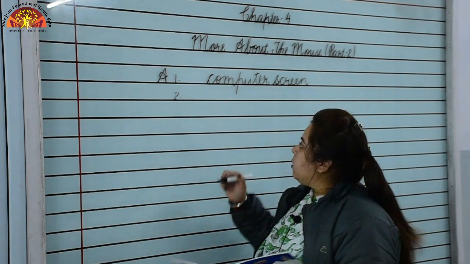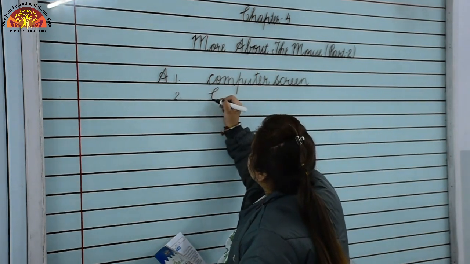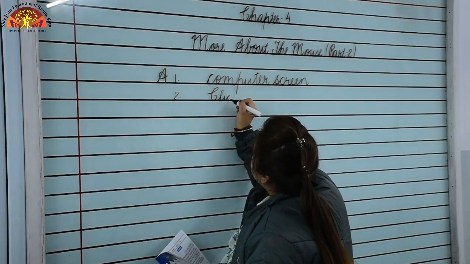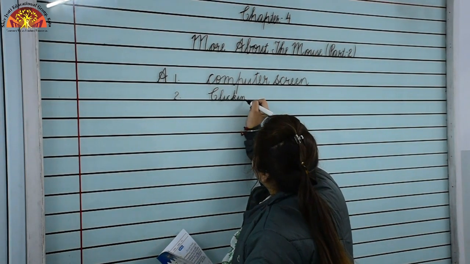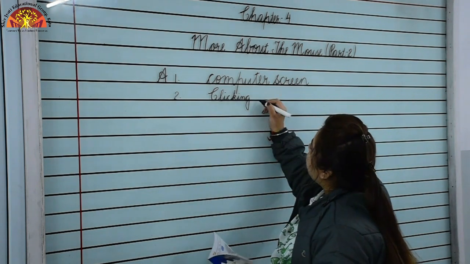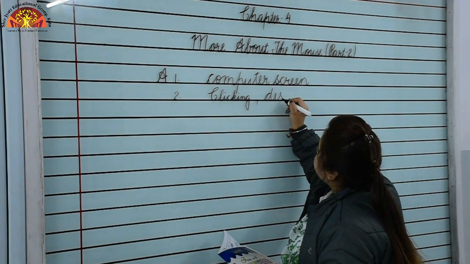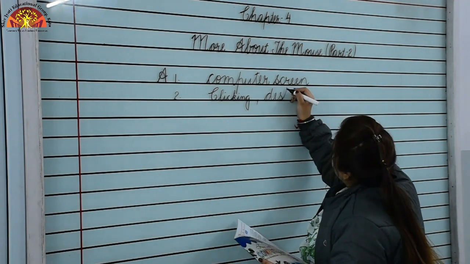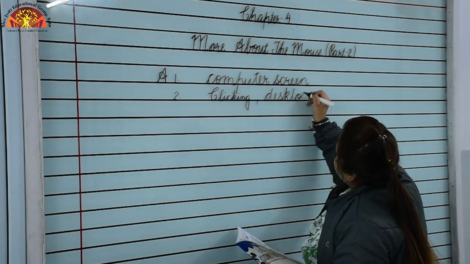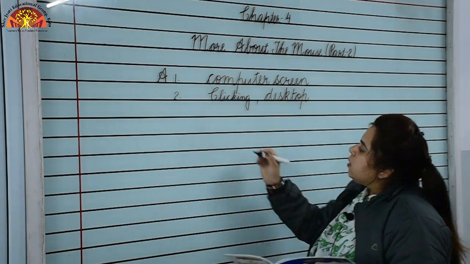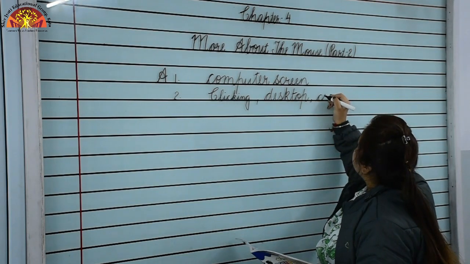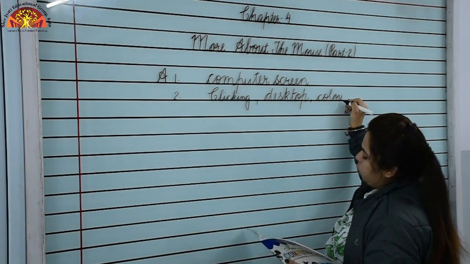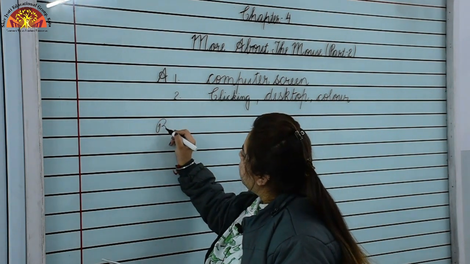It is called selection. So, spelling of clicking, C-L-I-C-K-I-N-G. Spelling of desktop, D-E-S-K-T-O-P. Desktop. Color. C-O-L-O-U-R.